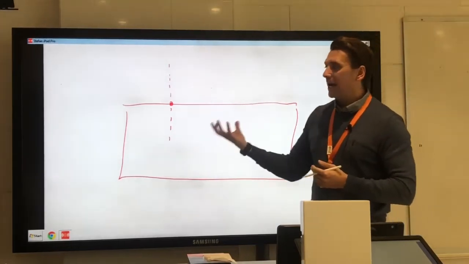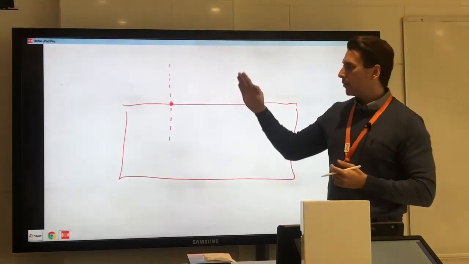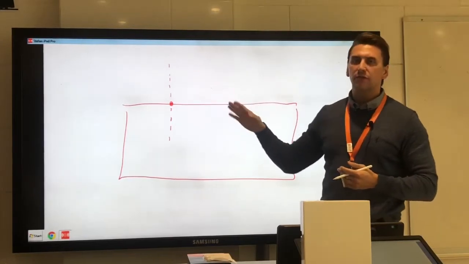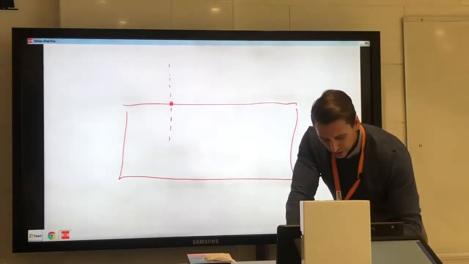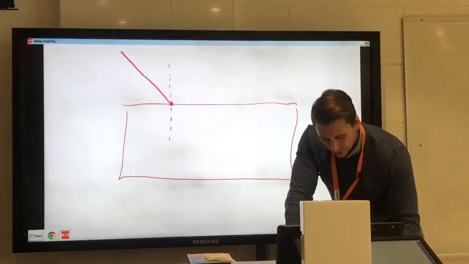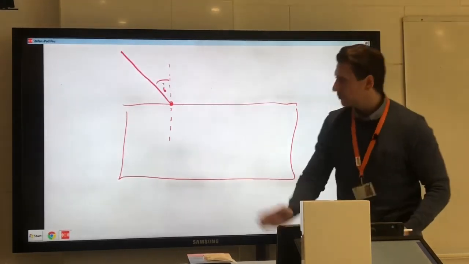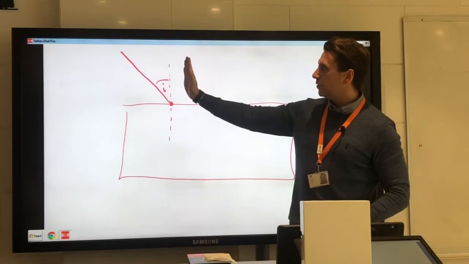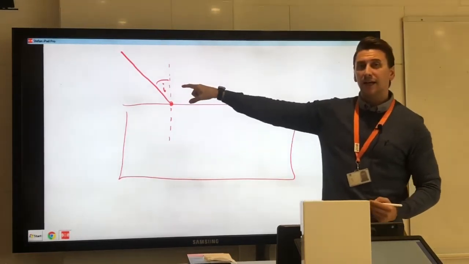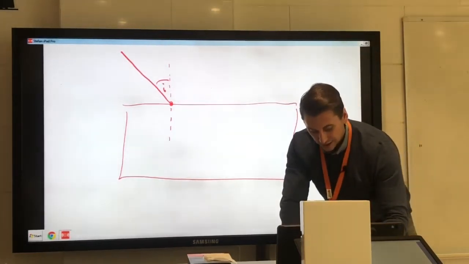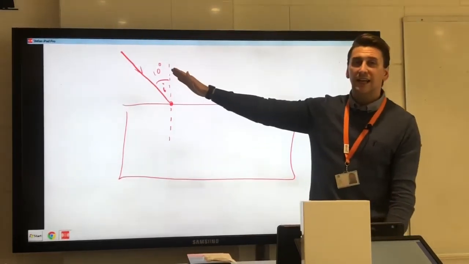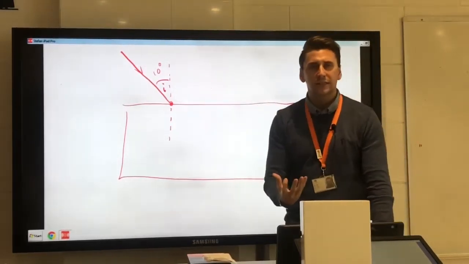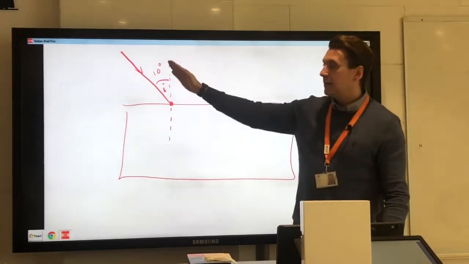I want to know what happens when light travels through, but also what happens to it as it's traveling through at different incident angles. So if you remember, we always measure an incident angle from the normal to the ray. So if I go from the normal to the ray, that's my incident angle, and I might try 10 degrees as my first incident angle, first light ray that enters the block. Use my protractor, measure 10 degrees from there, and there's my first one.